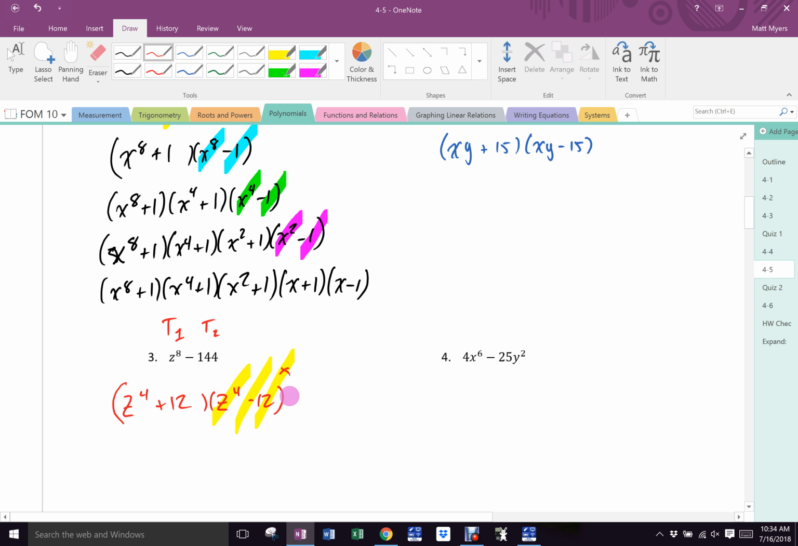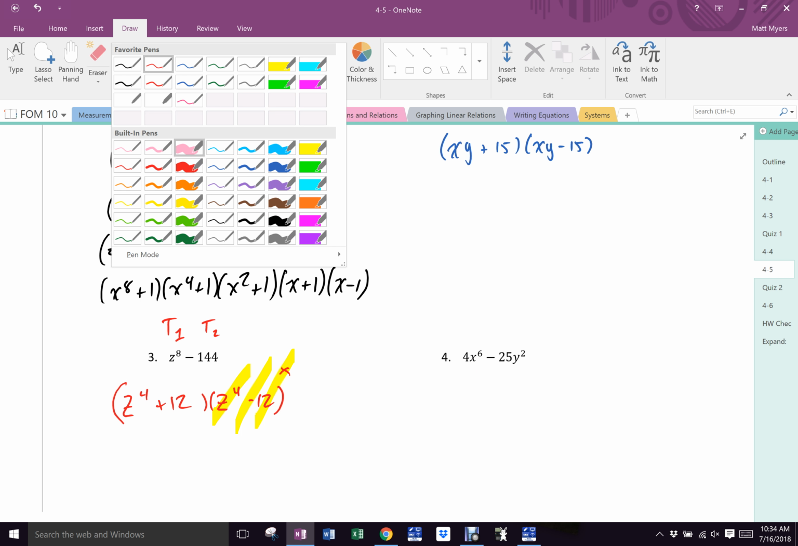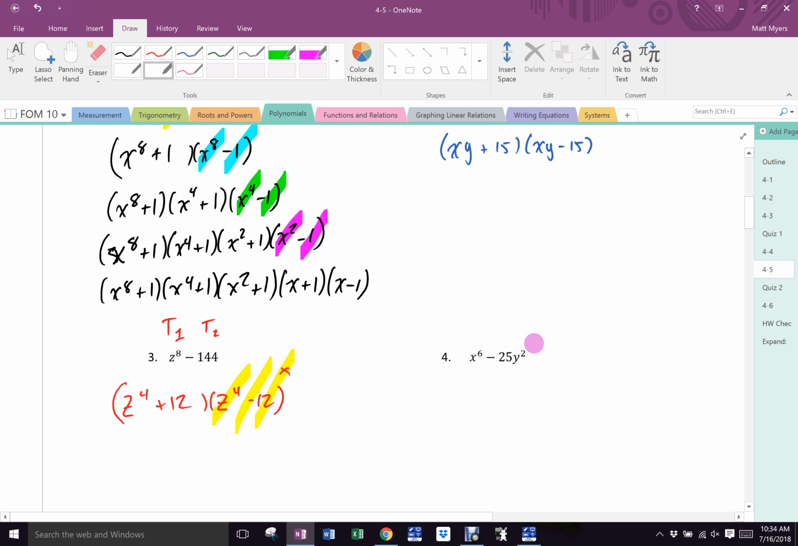All right. Now, 4 is the first tricky thing. If there was no 4 there, could you do this? Oh, wait, sorry. If there was no 4 and no 25, could you do that? What would it be? What's the square root of x to the 6th? x cubed and x cubed. What's the square root of y squared? Plus y, plus y. Agreed? Except there's a 4 and a 5 there.